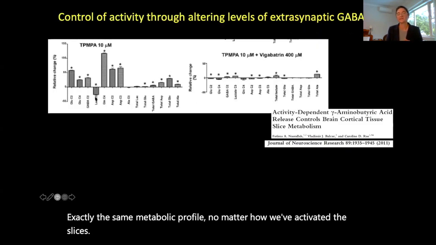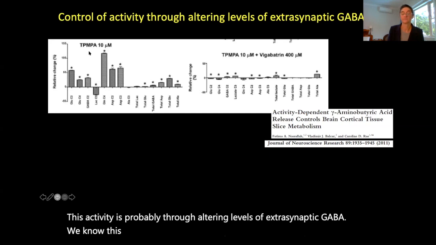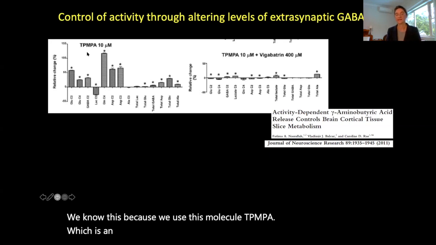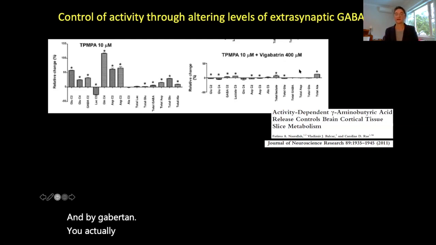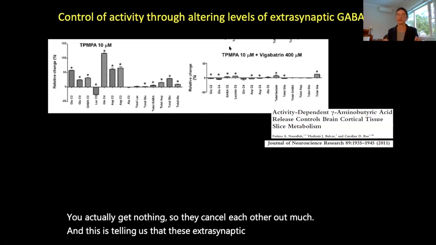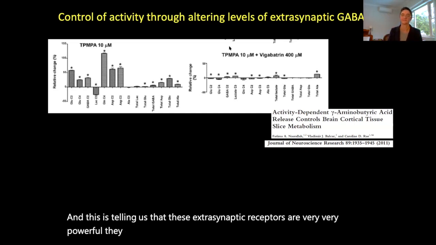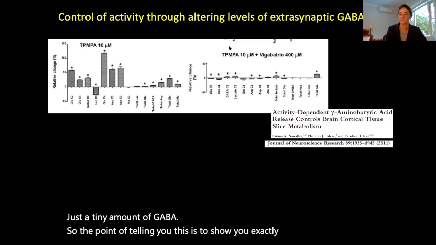This activity is probably through altering levels of extrasynaptic GABA. And we know this because we use this molecule, TPMPA, which is an antagonist at GABA-C receptors and also extrasynaptic GABA-A receptors. And if you put that in and vigabatrin, you actually get nothing. So they cancel each other out pretty much. And this is telling us that these extrasynaptic receptors are very, very powerful. They can turn off almost any brain activity with just a tiny amount of GABA. So the point of telling you this is to tell you exactly how powerful this extrasynaptic GABA can be.